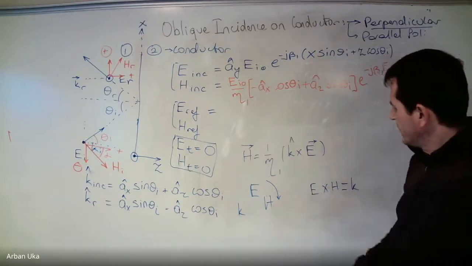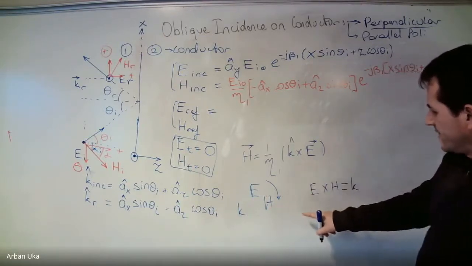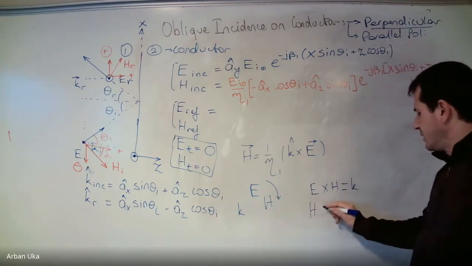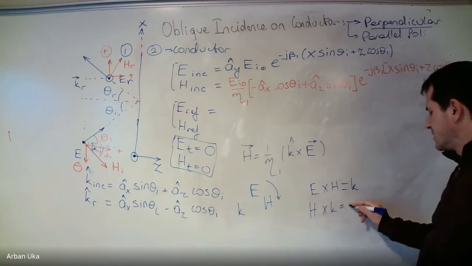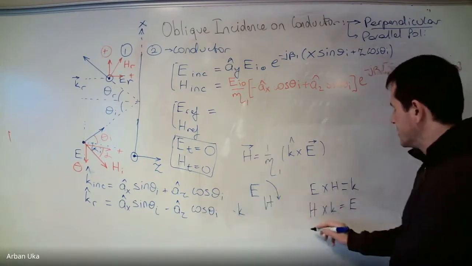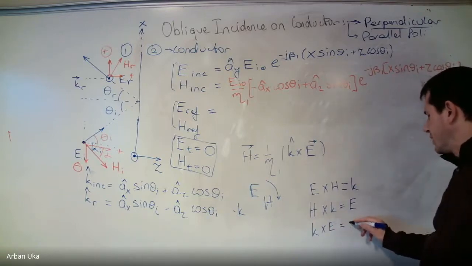Similarly, well, is this correct? This might even be wrong, this one, but let's check. We have also H cross K. This is equal to E. And K cross E, this is equal to H.